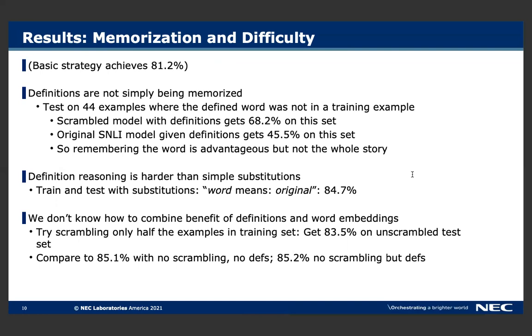Unfortunately, we still don't know how to combine the benefits of definitions and word embeddings. We thought scrambling only half of the training examples would teach the model to do both, but performance on an unscrambled test set remains lower than if the definitions were not there.